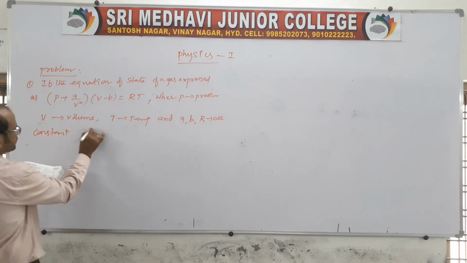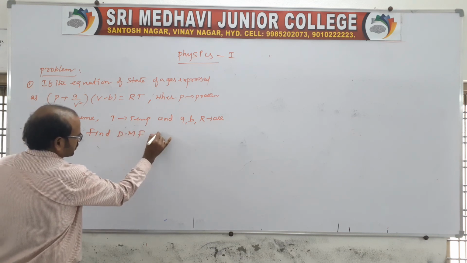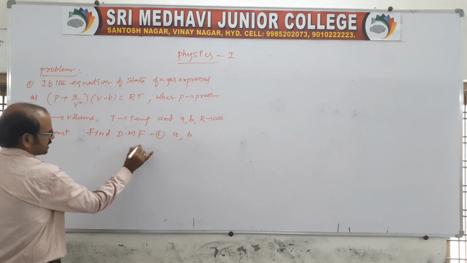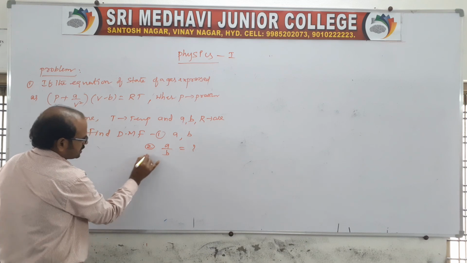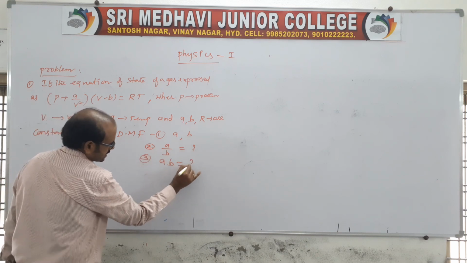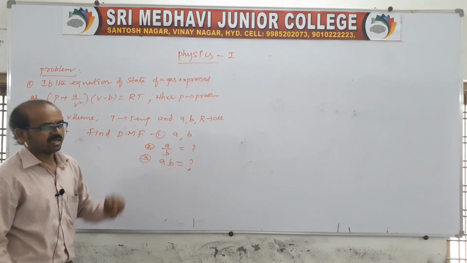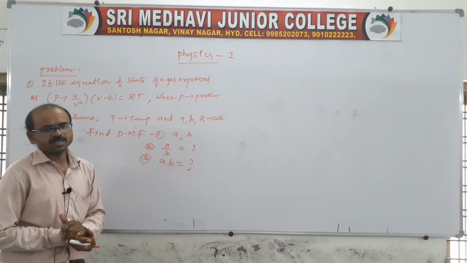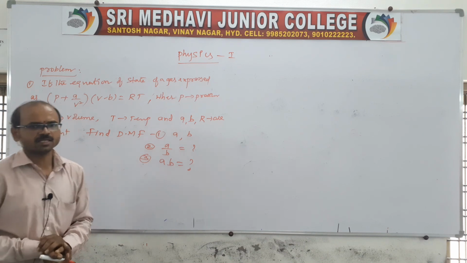Then find, first, a and b, the dimensions of each; second, find a/b; third, a into b is asked. This is the question. First of all we have to find the a and b values, and after that the a/b dimension, and after that the ab dimension. One is division, one is multiplication, and one is individual. Again I will explain.